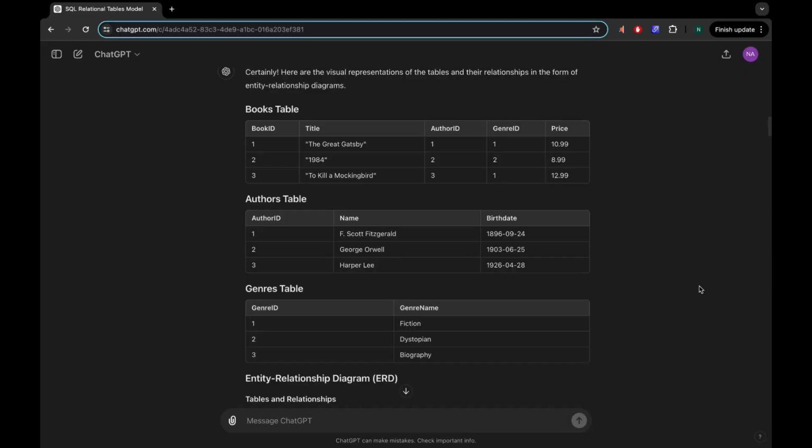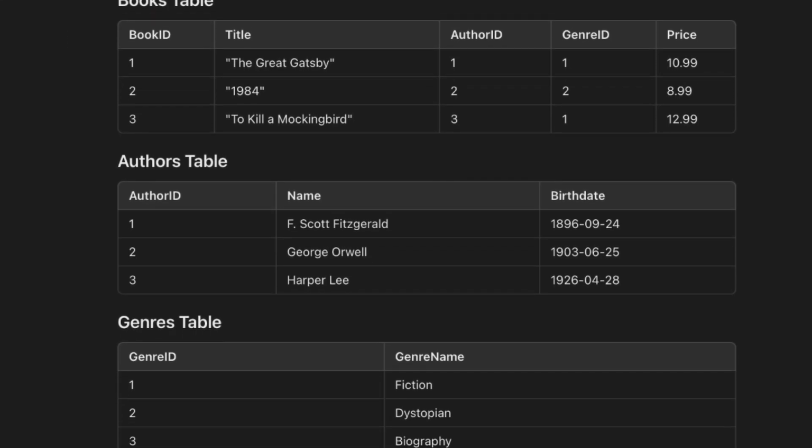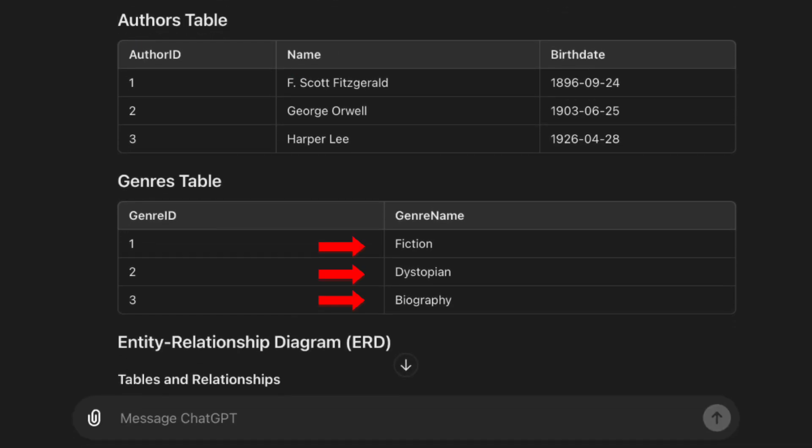Here is what a SQL database looks like. The data is organized into tables, and in this example, it uses a bookstore. The data is divided into three different tables. The first table contains information about the books, including the book ID and title, and the second table holds the author's information, including their ID and name. The third table is for genres, containing the genre ID and the genre name.